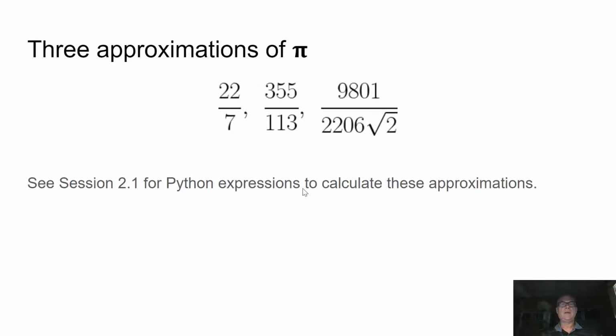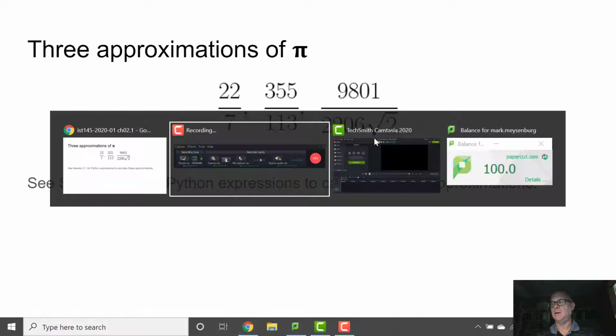Here are three different approximations of pi: 22 divided by 7, 355 divided by 113, or 9,801 divided by 2,206 times the square root of 2. Let's take a look at those in Python in our Jupyter notebook.